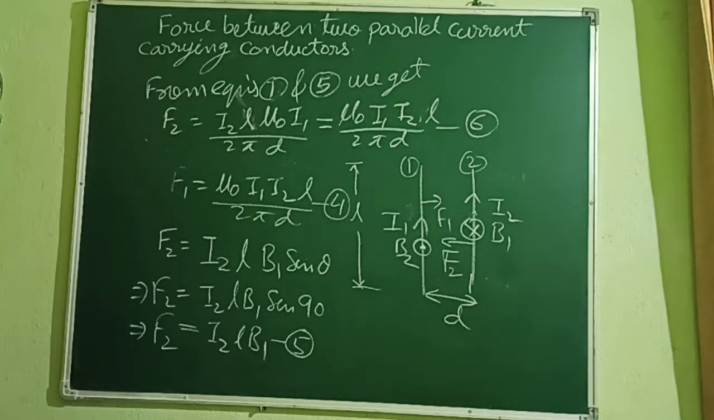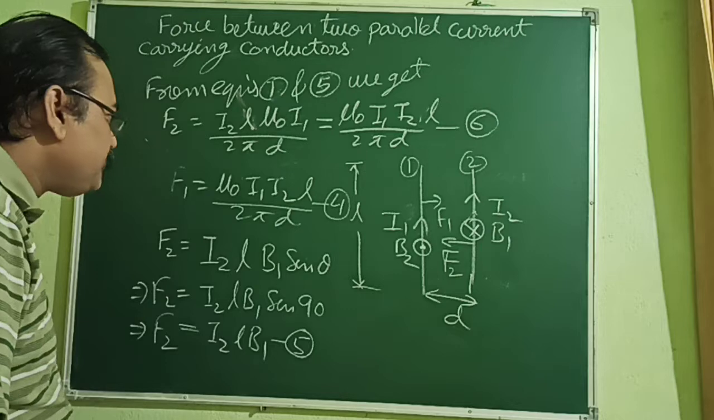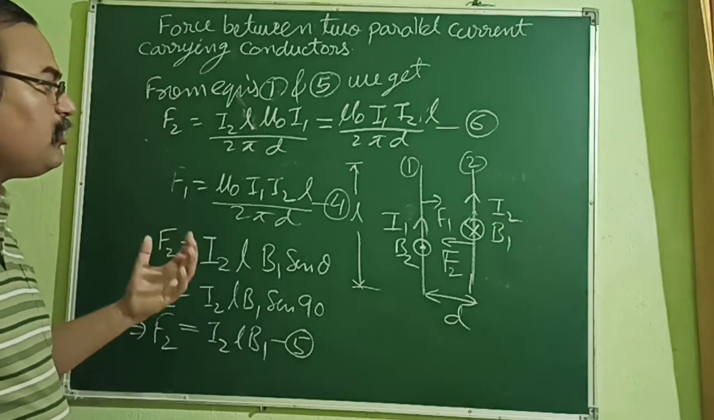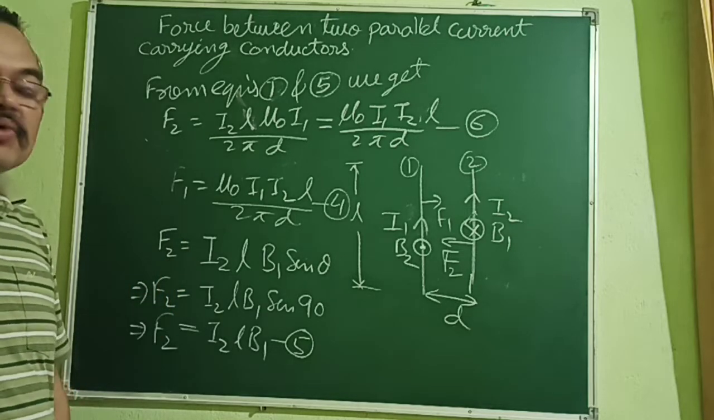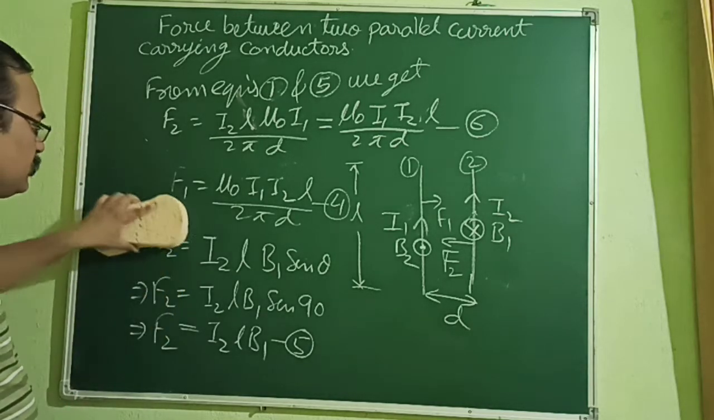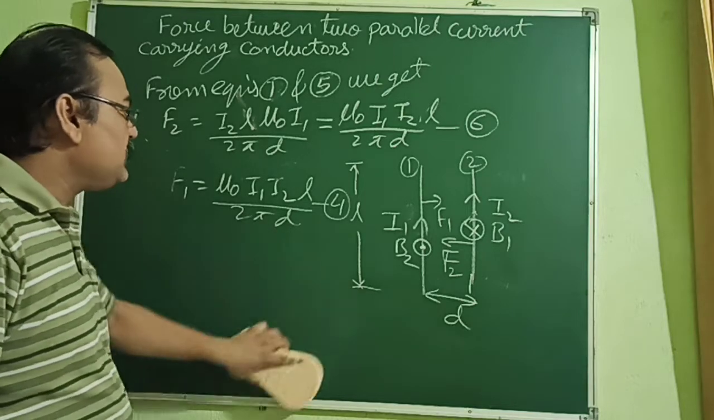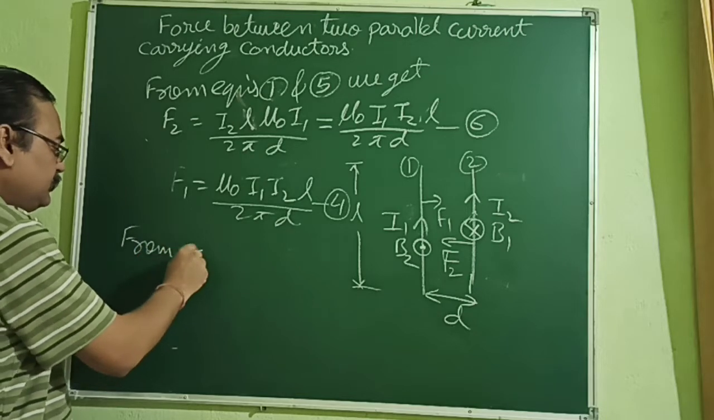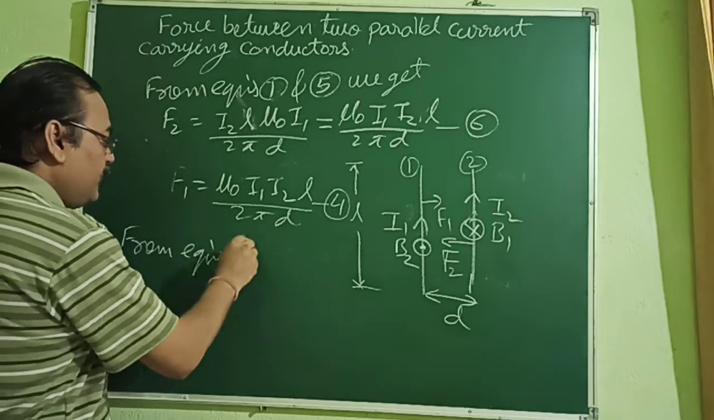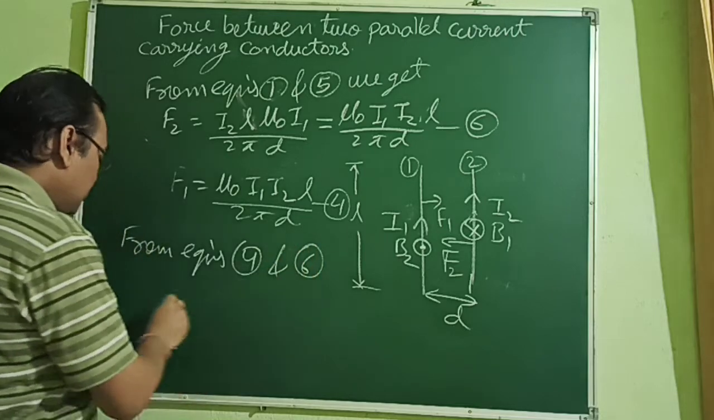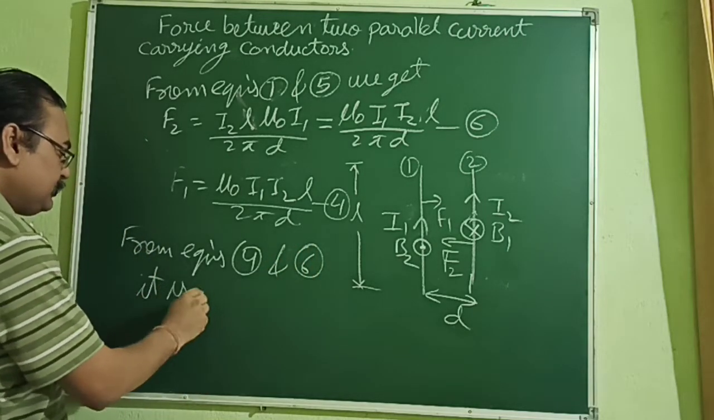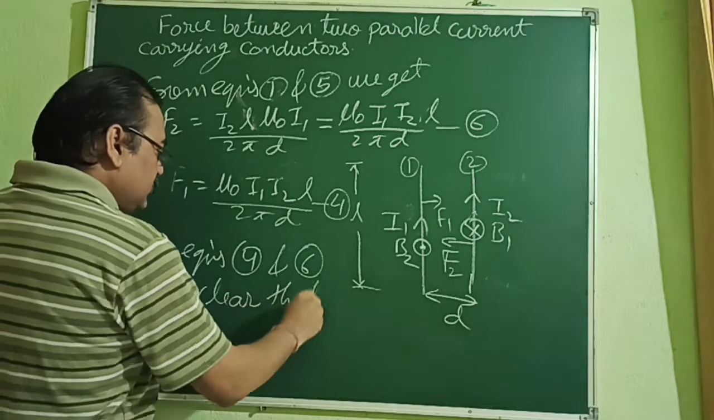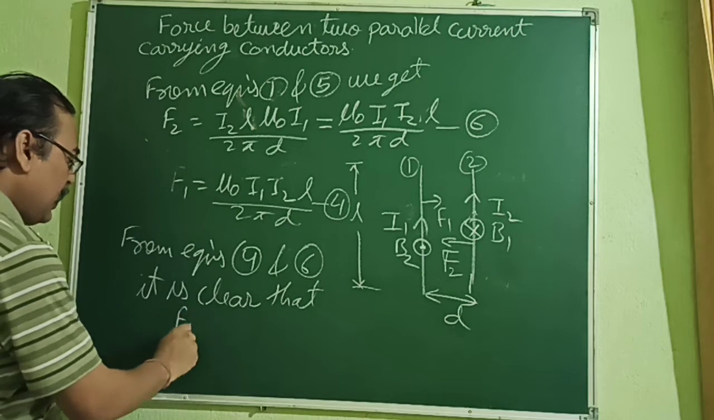Obviously, they are similar. And when they are similar, what do you find? You can say that the forces acting on both the conductors are equal in magnitude. Okay. So hence, I am going to remove this part also. The 4th I am keeping because it is needed. So you can write from equations 4 and 6, it is clear that F1 is equals to F2.